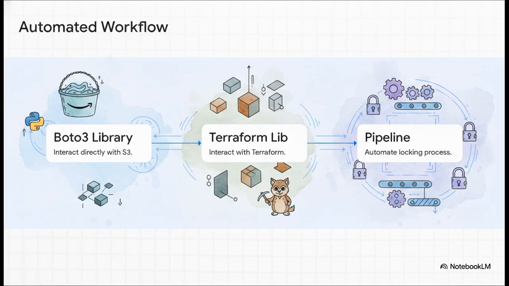Step 2 utilizes the Terraform Python library to handle the actual infrastructure commands, effectively wrapping the Terraform CLI. And in Step 3, you weave these tools together right inside your CI/CD pipeline. Your Python script automatically triggers Boto3 to ensure the S3 bucket is locked, runs the Terraform plan and applies safely, and then reliably unlocks it as soon as it's done. It's a completely automated, foolproof workflow that entirely removes the risk of human error from your deployment cycles. It's a real game changer.